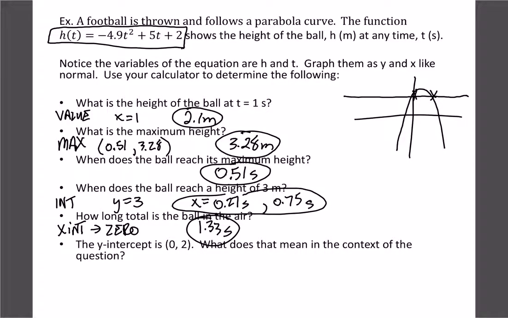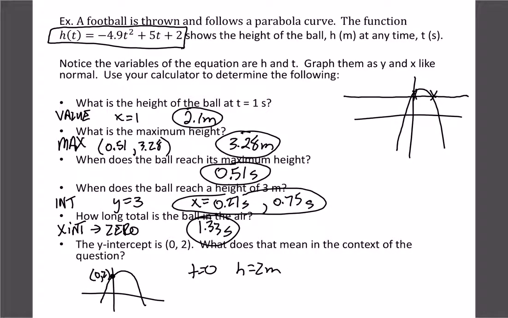And that's almost it. It's asking the y-intercept. So our y-intercept is up at the top of the graph. So let me just zoom in on our graph here. We actually get a graph that does something like this. So this coordinate here is at 0, 2. So it's asking, what does that mean in the context of the question? Well, at time 0, we have a height of 2, which means that's our starting point.